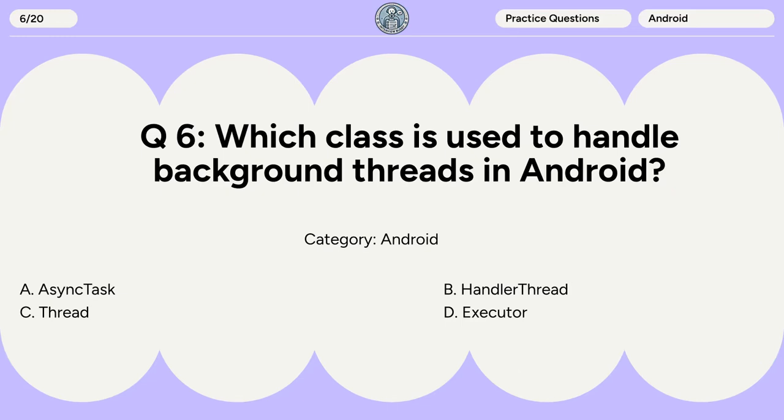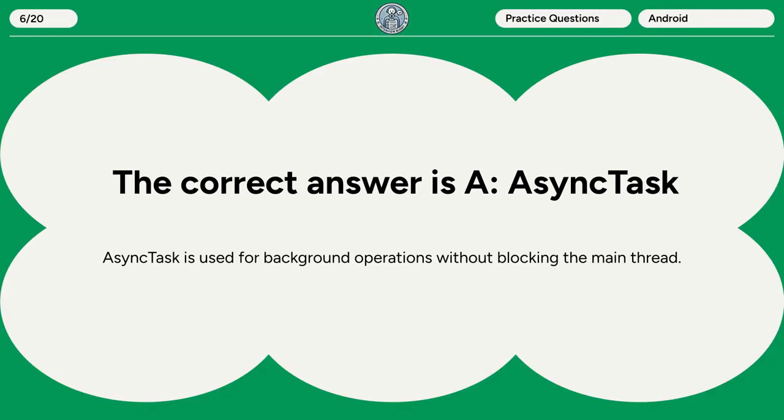Question 6. Which class is used to handle background threads in Android? A. AsyncTask. B. HandlerThread. C. Thread. D. Executor. The correct answer is A. AsyncTask. AsyncTask is used for background operations without blocking the main thread.